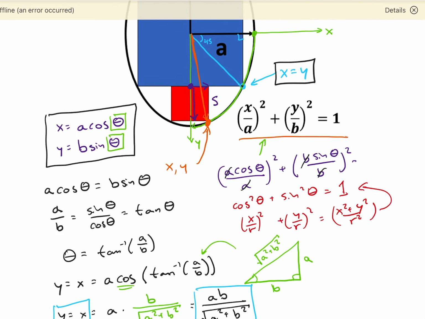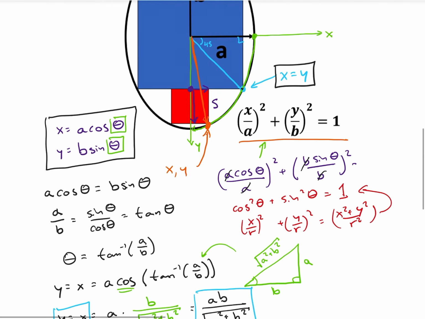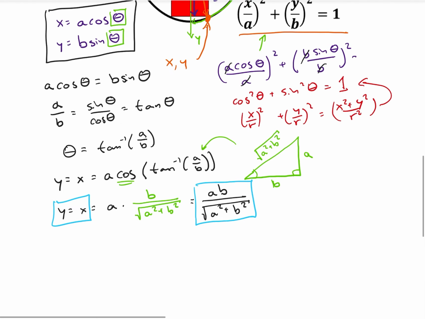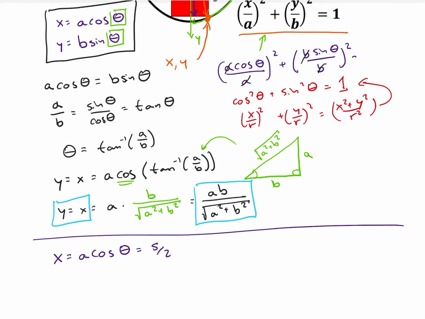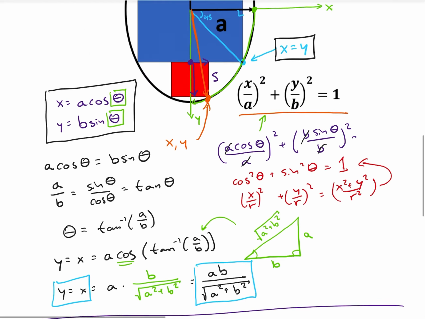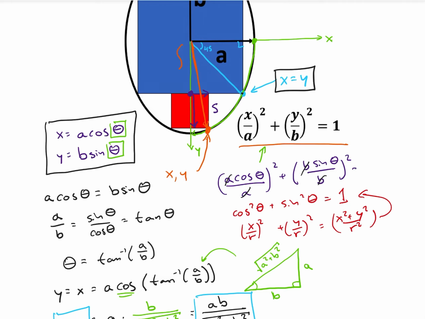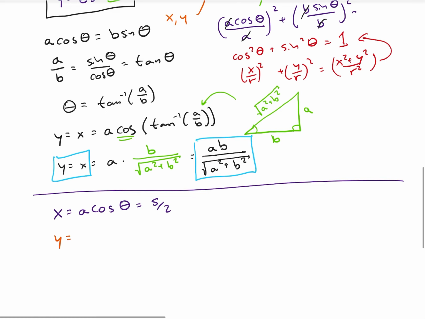So what are we going to look at here? Let's rewrite my x and my y. My x position is just going to be s over 2. So x equals a cosine of theta is going to be s over 2. This is a new theta, so we're solving for a new theta here. And what's my y going to be? Well, my y is going to be the y that I just found plus s. So my y is going to be b sine of theta, and that's going to equal ab over the square root of a squared plus b squared, plus s.